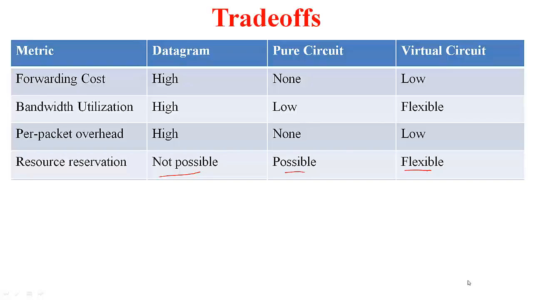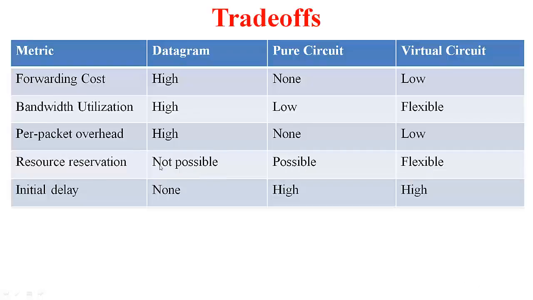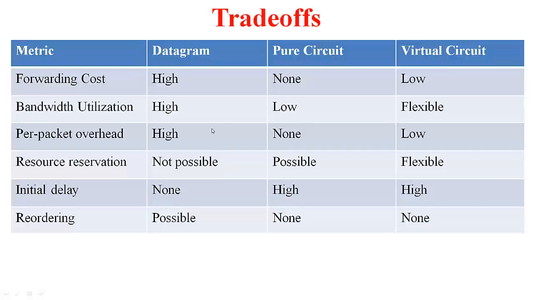In terms of initial delay, that is, before you send the first packet, the amount of time you have to wait, which has the least amount of initial delay? Right, datagram, because as soon as you get a packet, you can just forward it because the packet contains enough information to forward the packet to the destination. Whereas in pure circuit as well as virtual circuit, this is high because the connection has to be established before you can send the first packet. So reordering in datagram is possible because, as I said, if some switch failed, you can use an alternate path, whereas in pure circuit as well as virtual circuit, this does not arise because you are pinning the path.